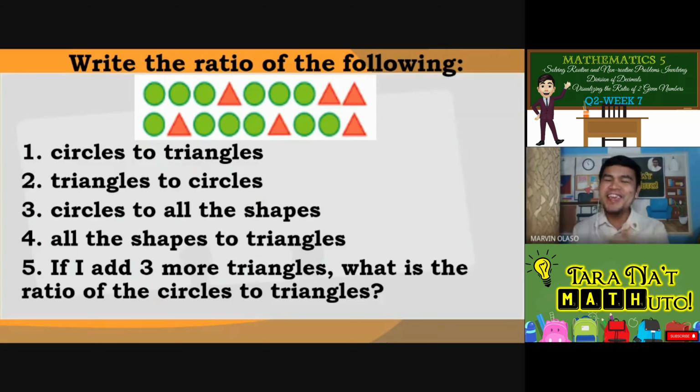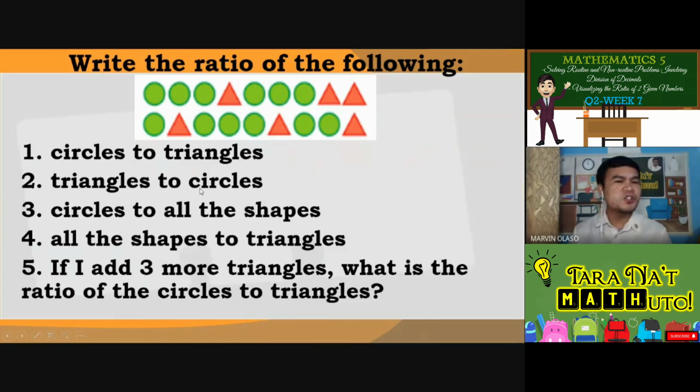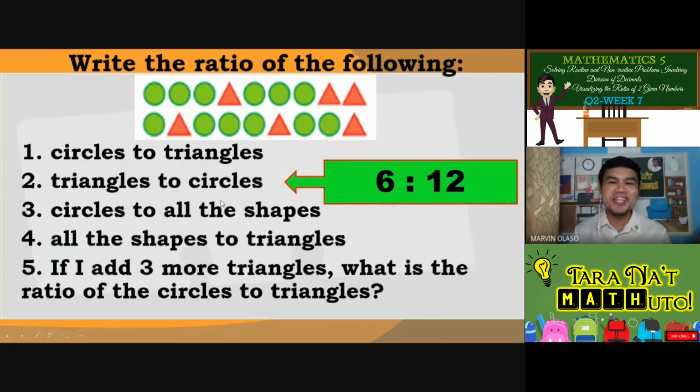Are you ready? Yes! Let's have the first one. Circles to triangles. What's your answer? Correct. 12 is to 6. Bakit? There are 12 circles and 6 triangles. The second one, triangles to circles. What is your answer? Correct. 6 is to 12. Why? There are 6 triangles and there are 12 circles.